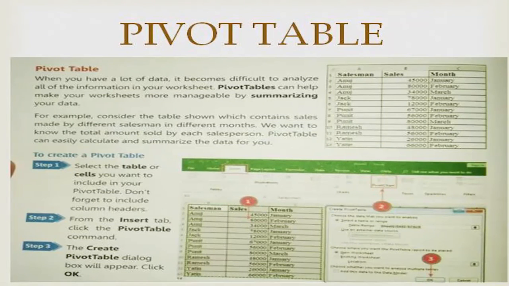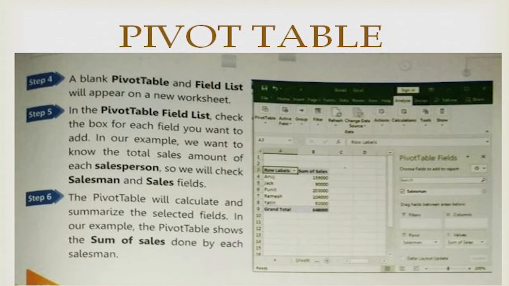Step 2, create the pivot table. Select the table or cells that you want to include in your pivot table. Don't forget to include column headers. We need to select column headers also. From the Insert tab, click the PivotTable command. The Create PivotTable dialog box will appear. Click OK.